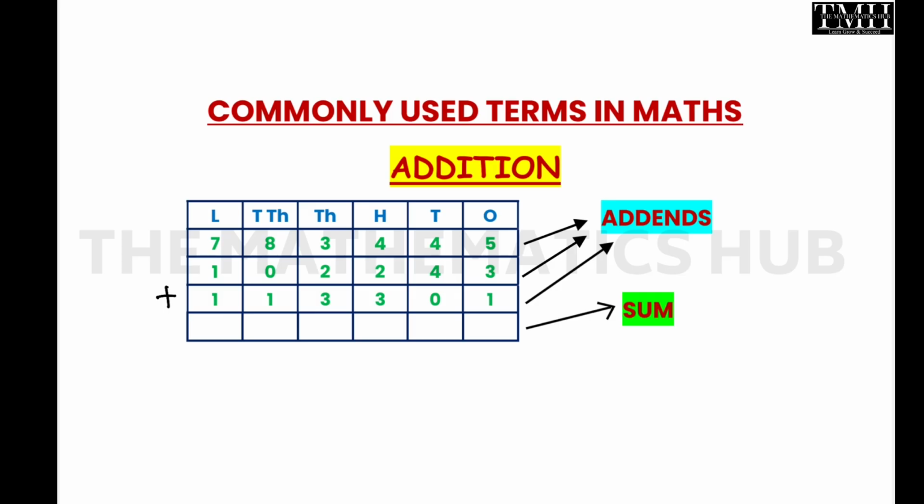Sum of any number and 0 is the number itself. Adding 1 to any number gives the successor of the number. Now let's solve this question together.